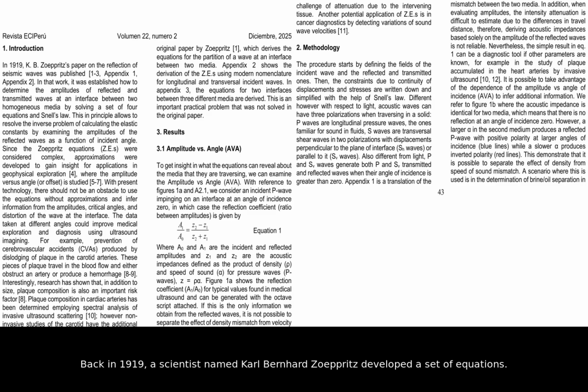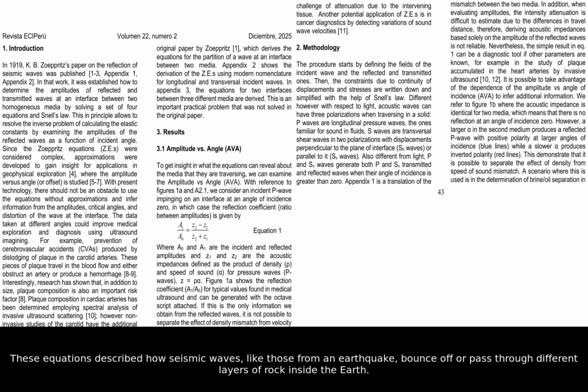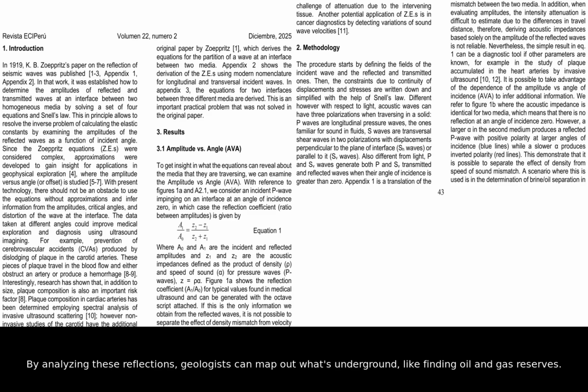Back in 1919, a scientist named Carl Bernhard Zoeppritz developed a set of equations. These equations described how seismic waves, like those from an earthquake, bounce off or pass through different layers of rock inside the Earth. By analyzing these reflections, geologists can map out what's underground, like finding oil and gas reserves.